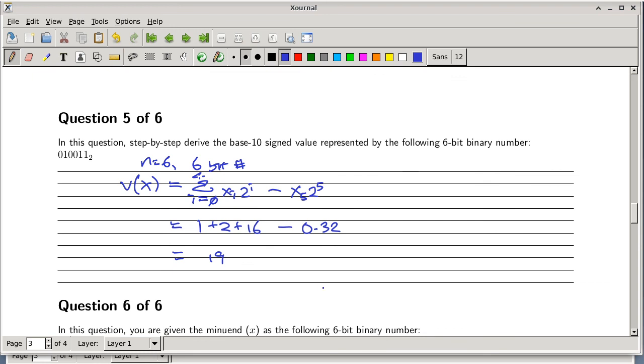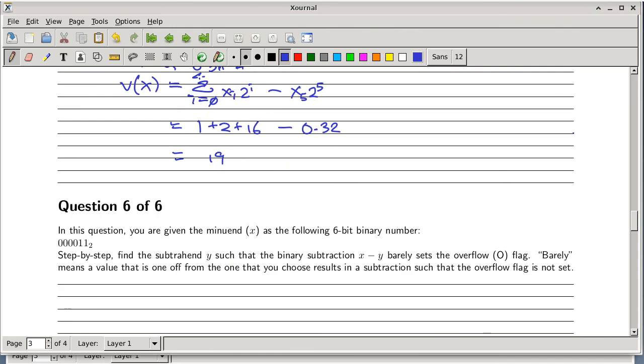All right. Any other questions about number 5? Nope. Okay. Let's move on to number 6 then. Where's my cursor? There you go.